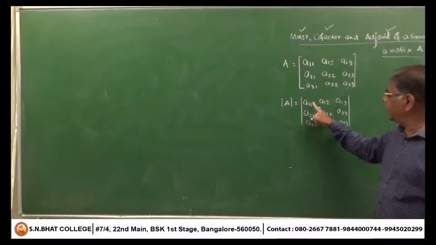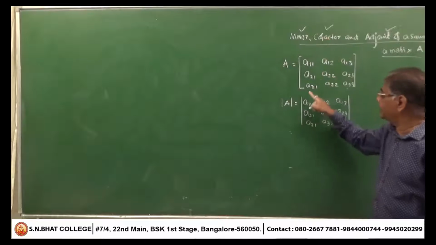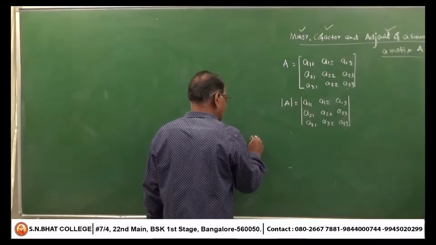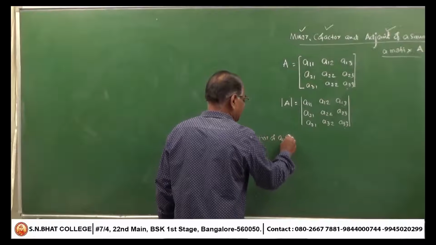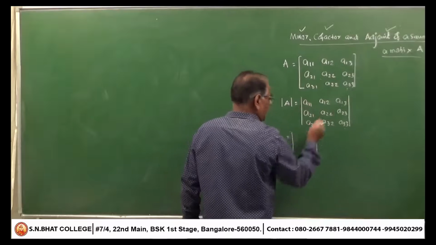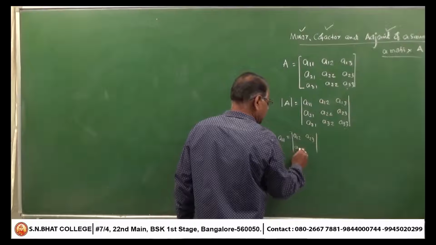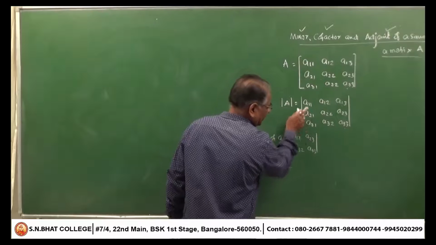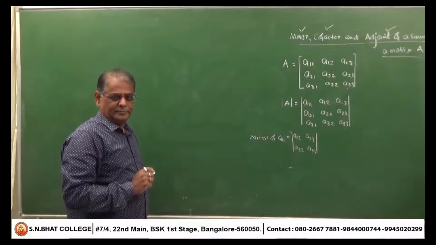See, in this determinant there are 9 elements. We have to find the minor and cofactors of all the 9 elements. First I am going to calculate the minor of the first element a11. It is a determinant. Leave this row, this column: a22, a23, a32, a33. Minor of the first element is, leave this row and this column, you will get a second order determinant.